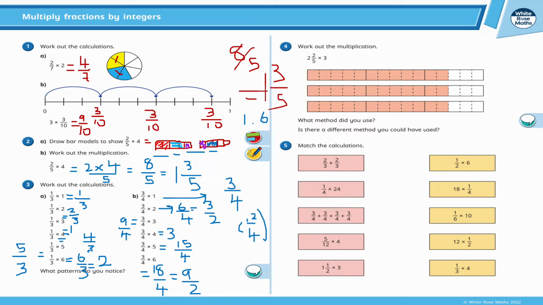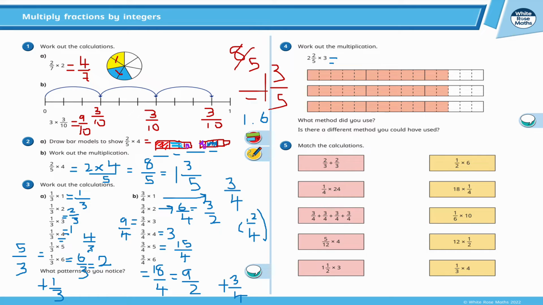Okay, so it says, what patterns do you notice? Well, for part A, it goes up a third each time. So the answer essentially is adding on a third from your previous answer. And for part B, you're essentially adding on 3/4 to your previous answer to work out the next answer in your sequence. So this is like a sequence in terms of thirds: 1/3, 2/3, 3/3, 4/3, 5/3, 6/3, and then it goes on: 7/3, 8/3, 9/3, etc.